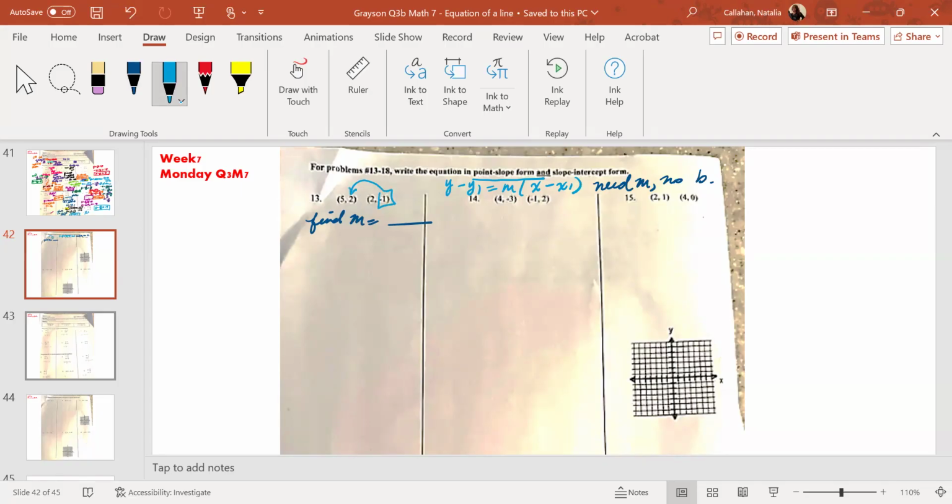Okay, so what I need to find is M, and the formula is y2 minus y1 over x2 minus x1.